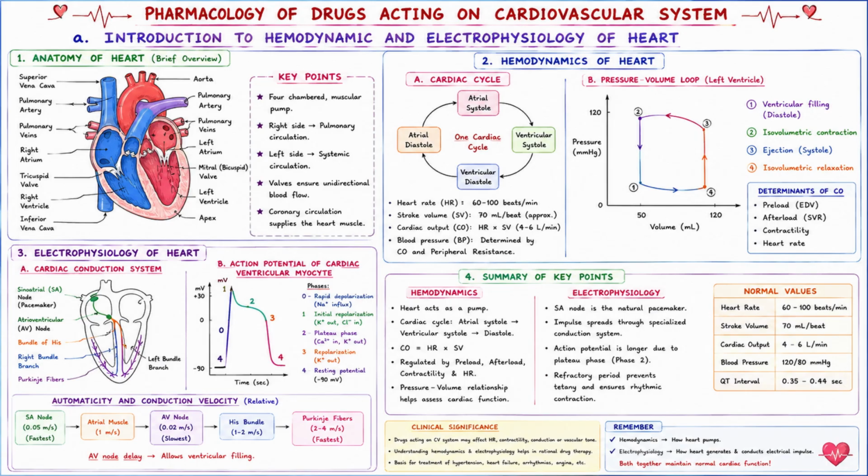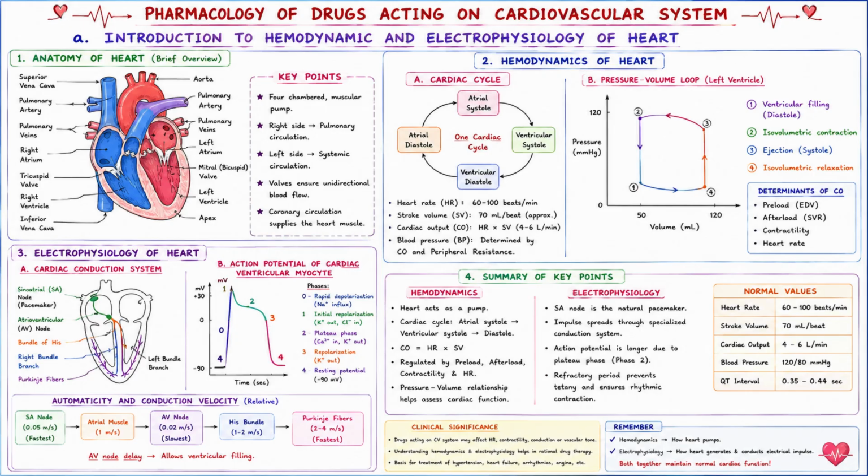Now let's understand cardiac action potential. There are 5 phases. Phase 0 is rapid depolarization due to sodium ion influx. Phase 1 is initial repolarization. Phase 2 is the plateau phase due to calcium ion entry. Phase 3 is repolarization due to potassium ion exit. Phase 4 is the resting membrane potential.